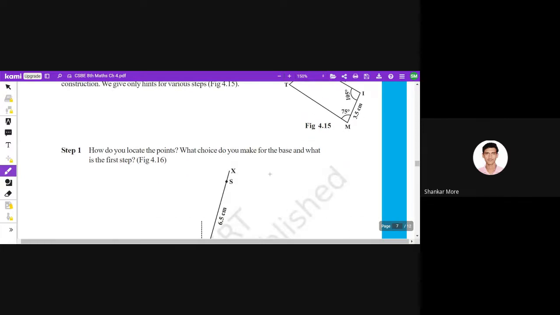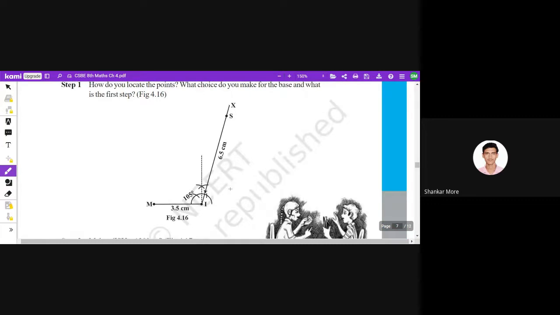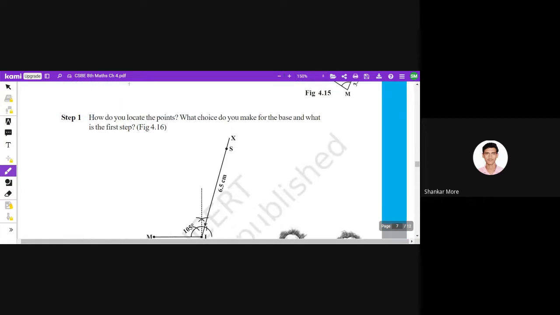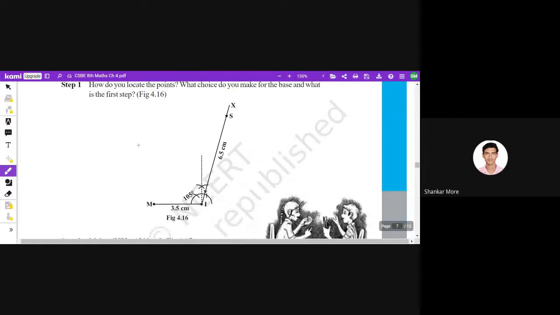Now, how do you locate the points? What choice do you make for that base, and what is the first step? So इसमें पहली step क्या है? So the first step is going to be either you draw MI or you draw IS, क्योंकि हमें इन दो sides के ही measure पता है, right? So in this case what we are doing is we are drawing MI. हमने यहाँ पे MI draw कर लिया, that is 3.5 centimeter.